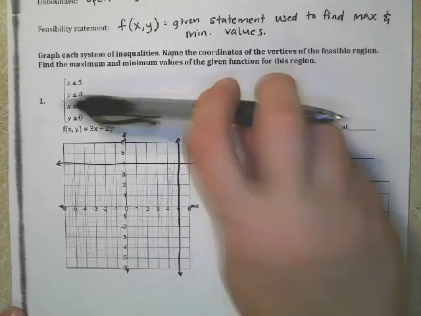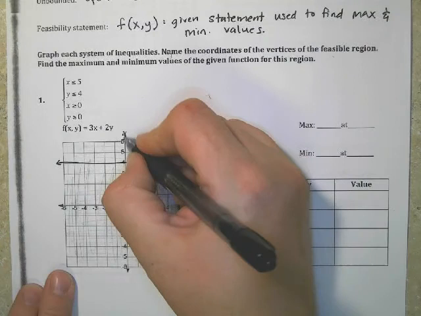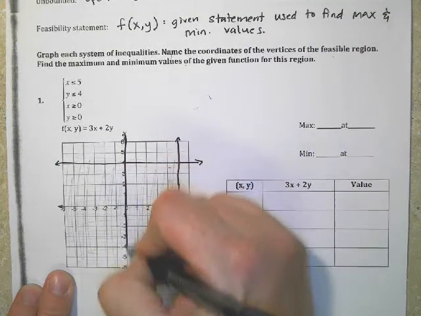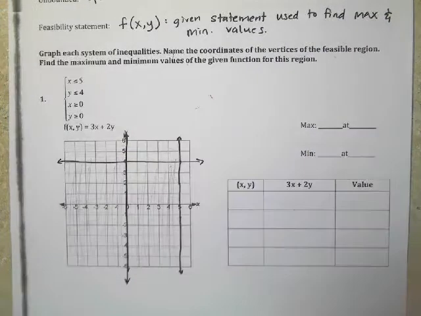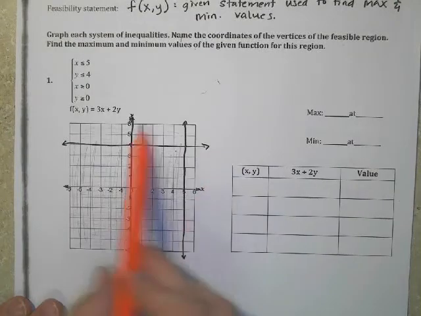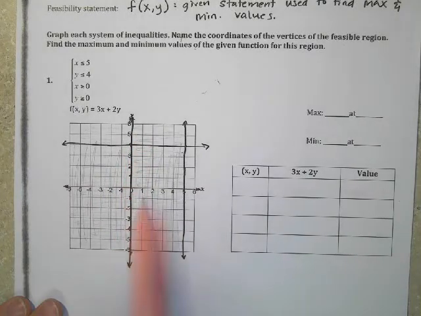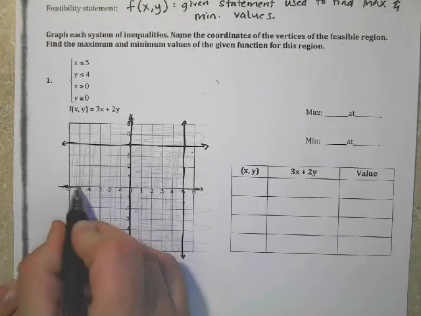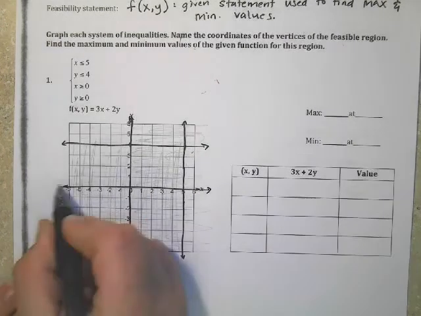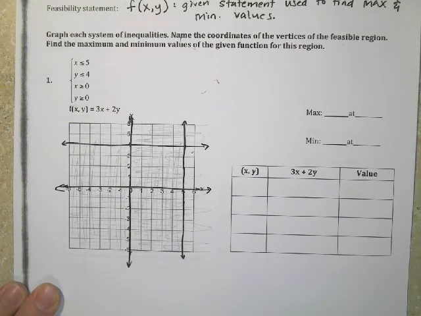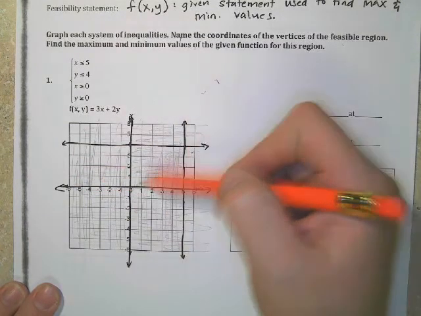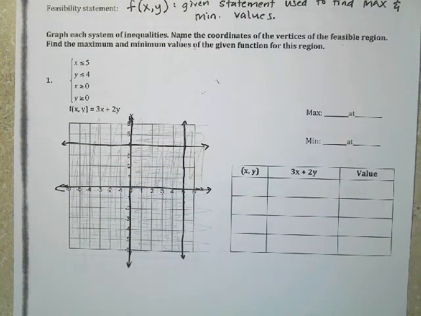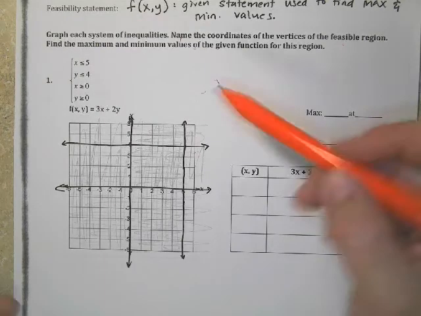Okay. x is greater than or equal to 0. That's our y-axis. And x is greater than, so this way. And lastly, y is greater than or equal to 0 is our x-axis, and y is greater than or equal to. So holy cow, that's a lot of shading, right?